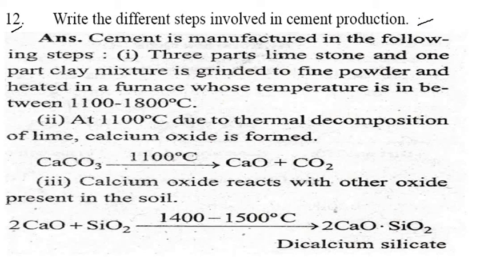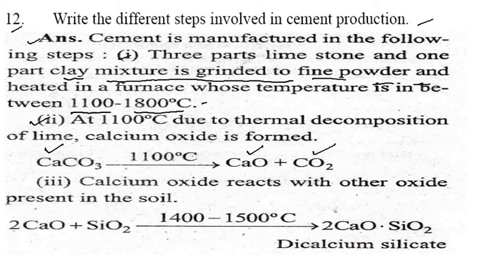Write the different steps involved in cement production. I have told this already, but you can write the answer. Cement is manufactured in the following steps. First, three parts limestone and one part clay are mixed, ground into fine powder and heated in a furnace at a temperature of 1100 to 1800 degrees C. At this temperature, due to thermal decomposition of lime, calcium oxide is formed. So calcium carbonate, that is limestone, forms calcium oxide and carbon dioxide.